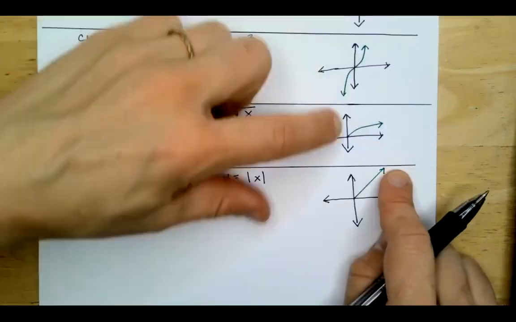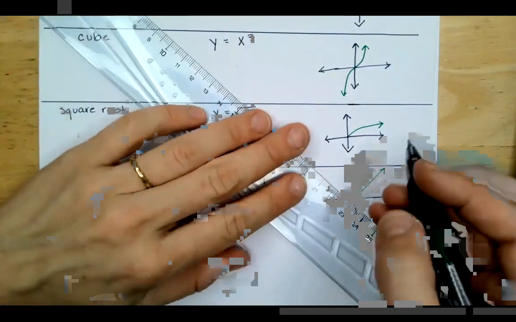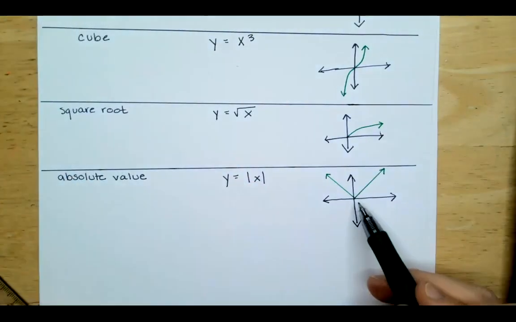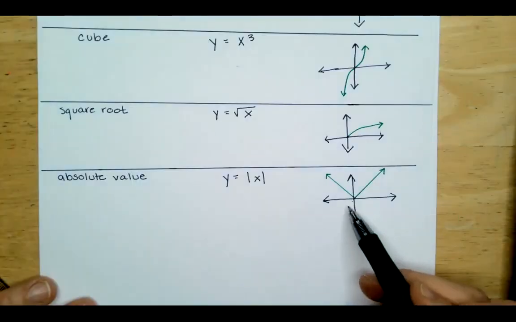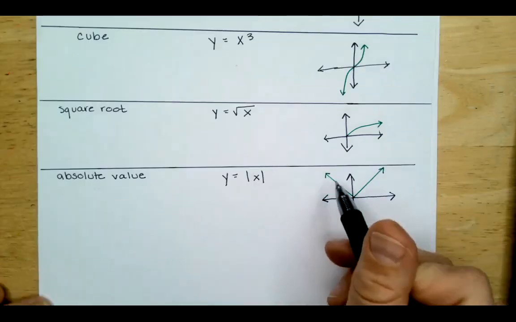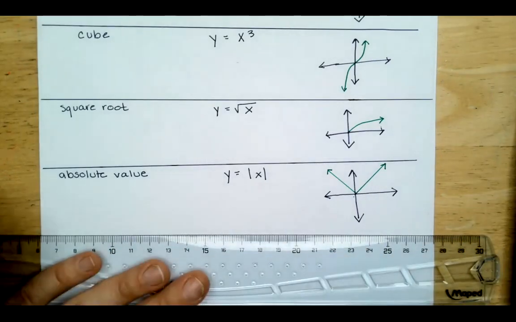So all of these negatives now go right up here because the absolute value of x is going to be the same as x, but it's never going to be negative in the y direction. So the negative x's become positive y's for absolute value.